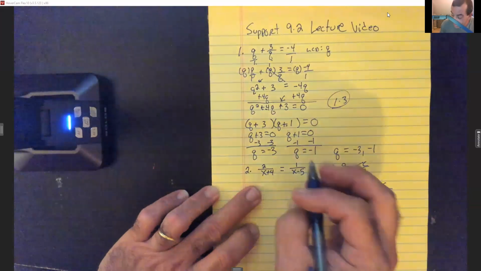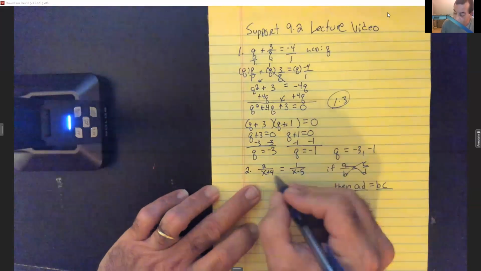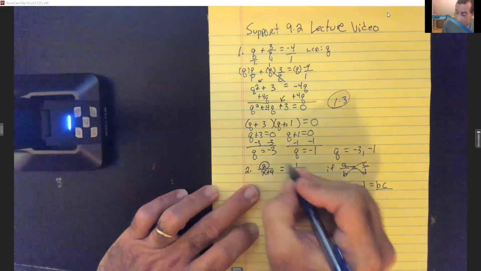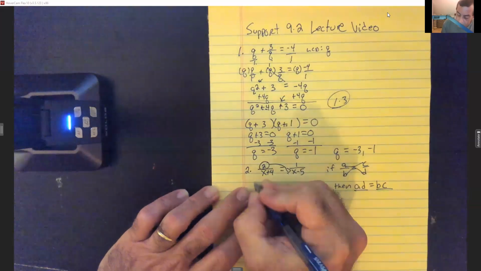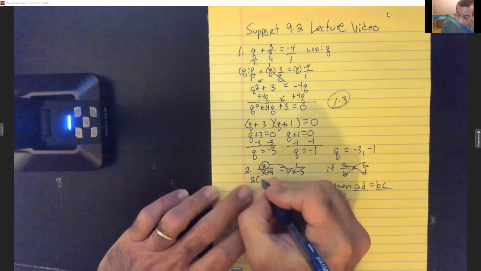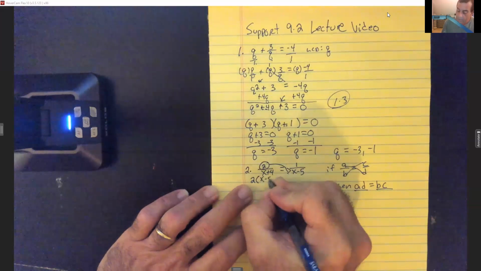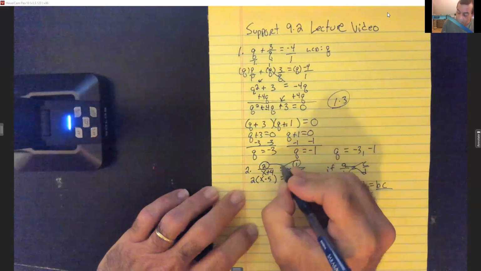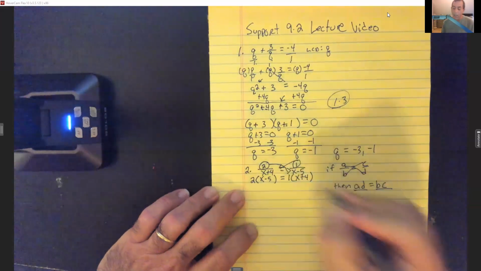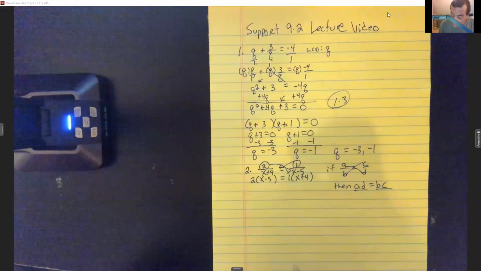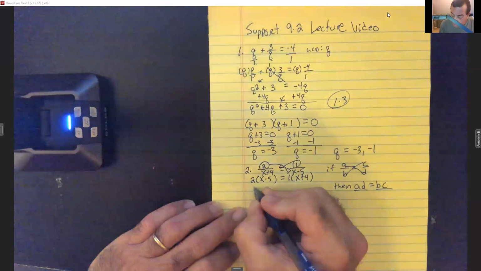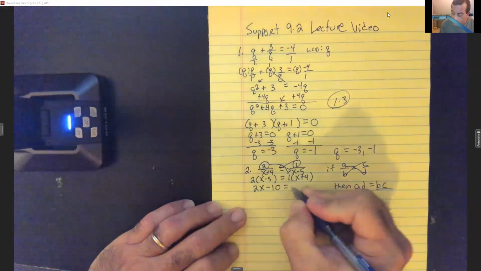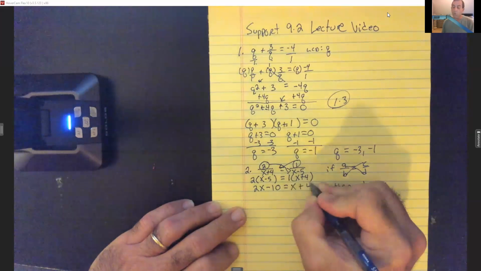Just remember, these things that have two parts, both of these have to be multiplied by those other numbers. So first, I'm going to take the 2 and multiply by everything down there. So that's going to be 2 times x minus 5. That's going to equal the other side, which is a 1 times x plus 4. Now distribute. So 2 times x is 2x minus 2 times 5 is 10. That's going to equal 1 times x is x plus 1 times 4 is 4.